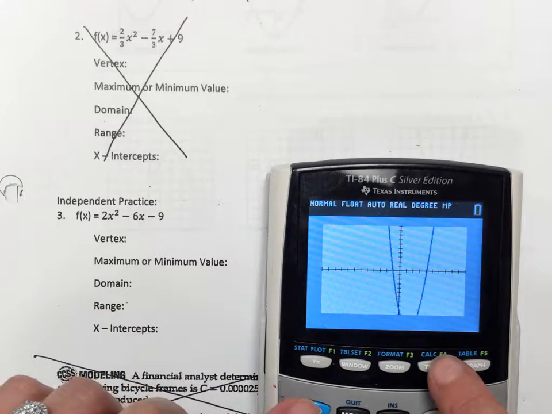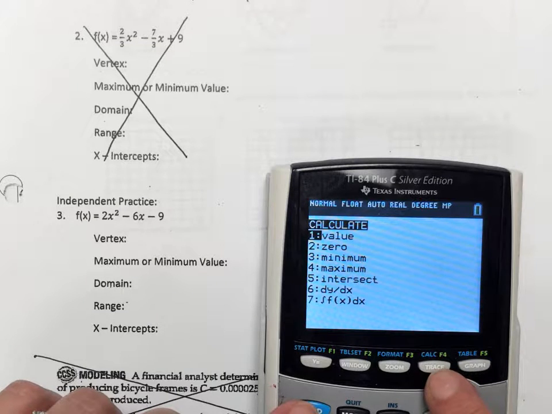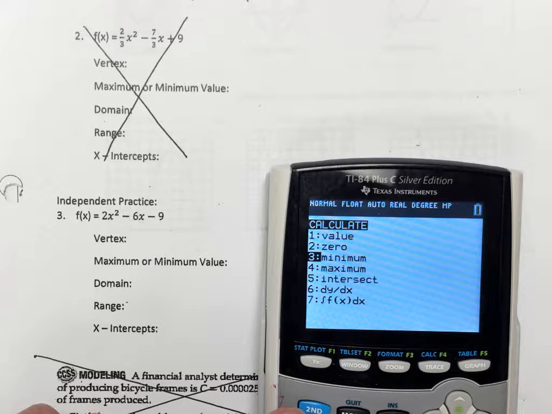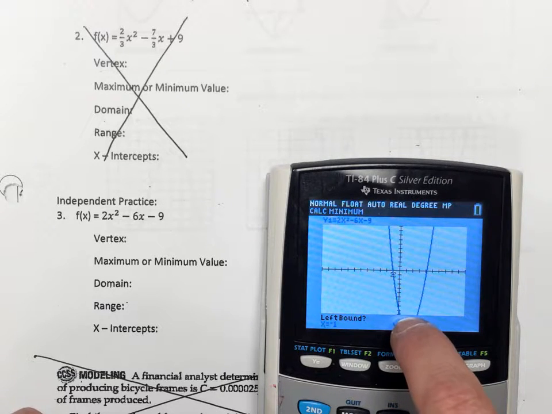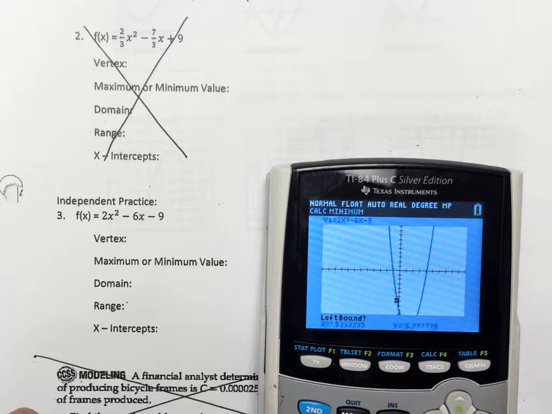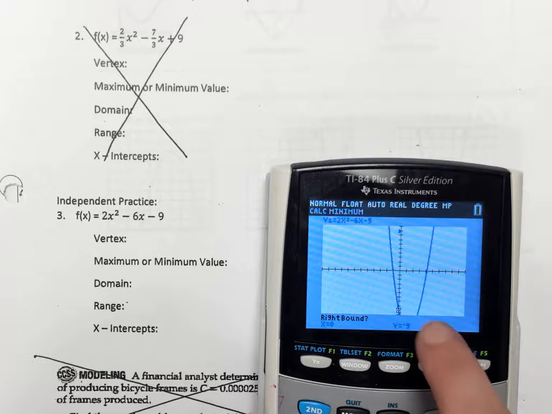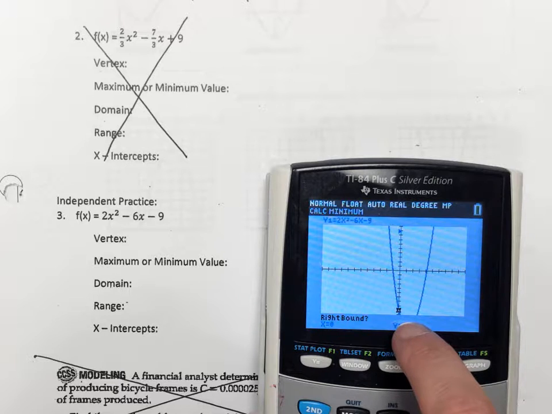All right, so we got second calculate. And this time, what's our vertex? It's a minimum, so I can either go down to 3 or I can just hit 3. Either one. Second, trace. Second, calculate. Either one you want to call it. And then go down to number 3. All right, so your vertex is way down here, right? It's okay if you can't see it. Just go somewhere on the left side, so somewhere at the bottom of your screen. Hit enter. No, the vertex is way down here. Off my screen.